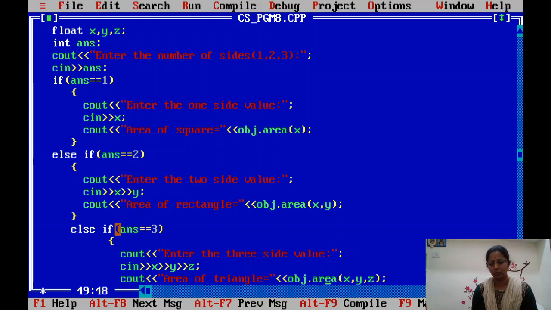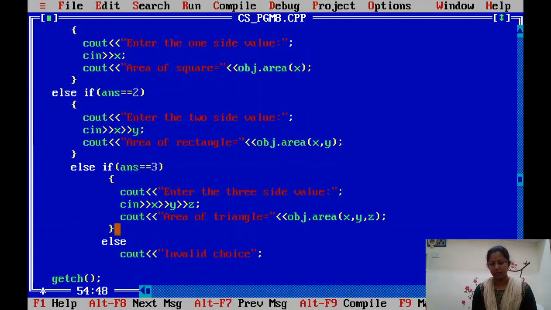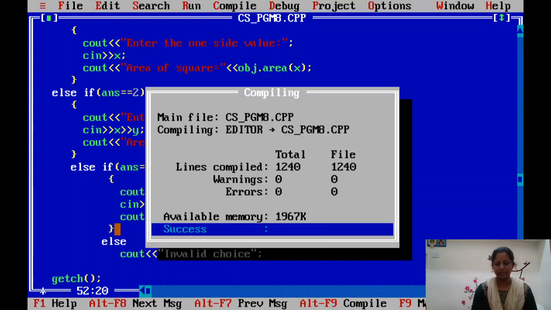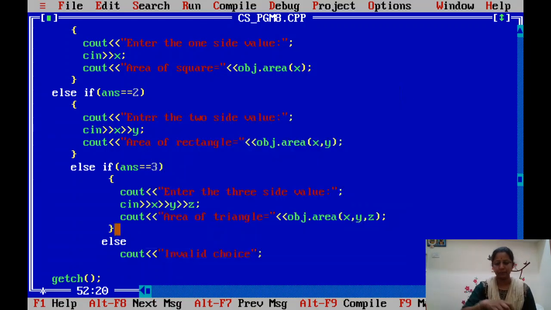triangle equal to. Okay. Suppose your choice is other than 1, 2, 3, any number. Other than 1, 2, 3, it will display the result as invalid choice. Shall we execute this one? The program doesn't contain any error.